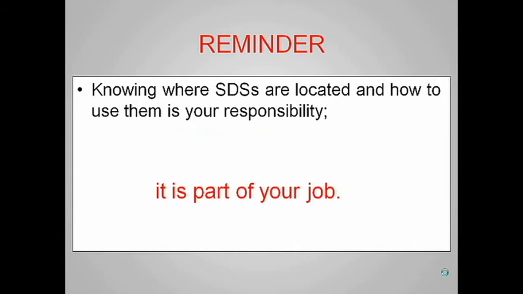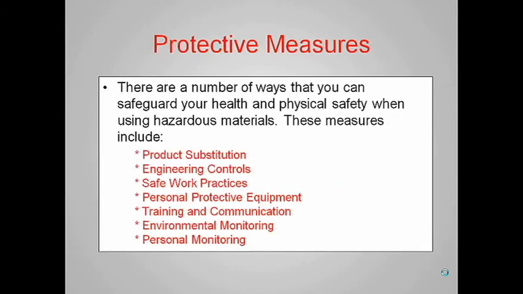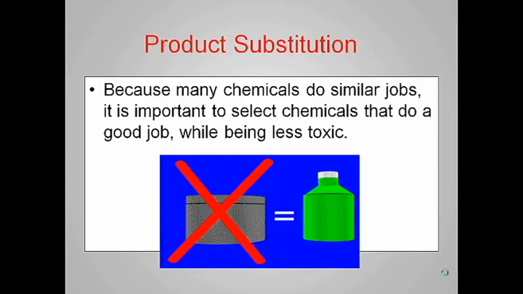Some protective measures we have in place. Not only do we have to inform you what they are or how to protect yourself, but we also have other protective measures in place that safeguard your health and physical safety. Product substitution, engineering controls, safe work practices, all these are examples. This is probably one of the most common issues that places deal with, not specifically here at the fire station, but it has come up a few times.